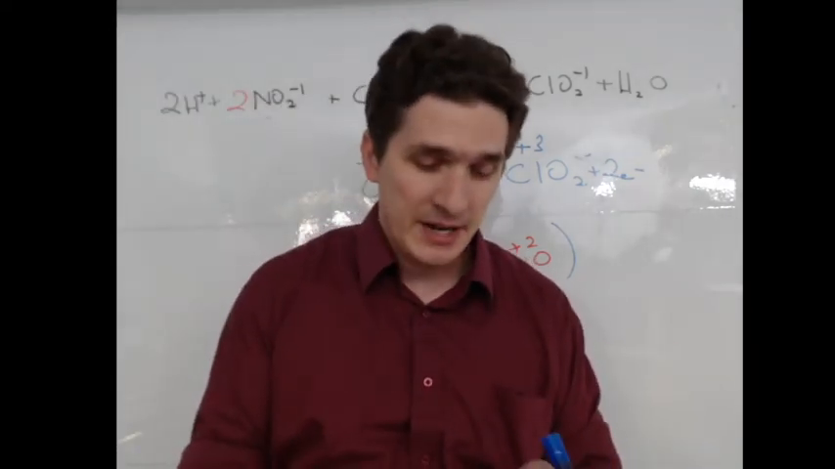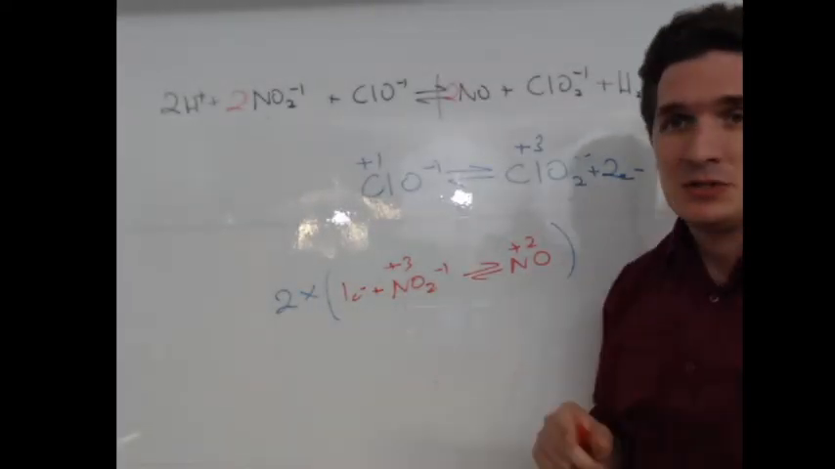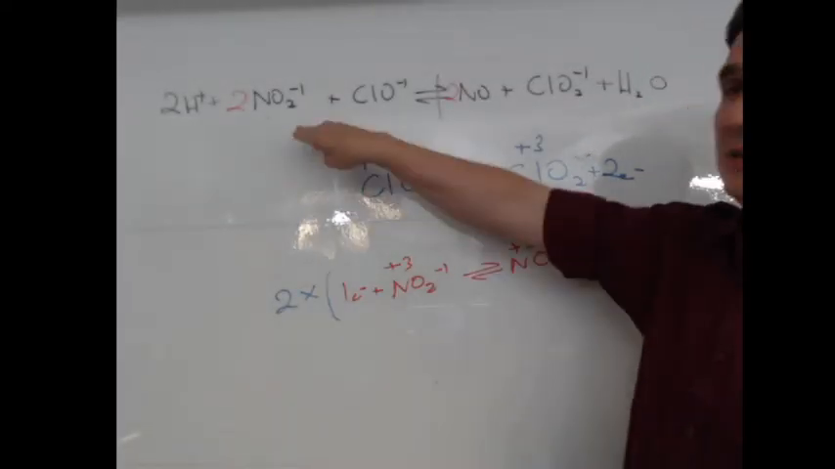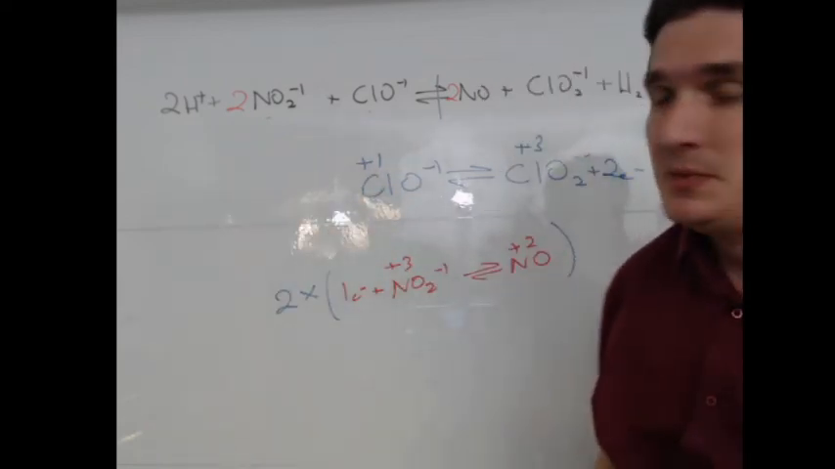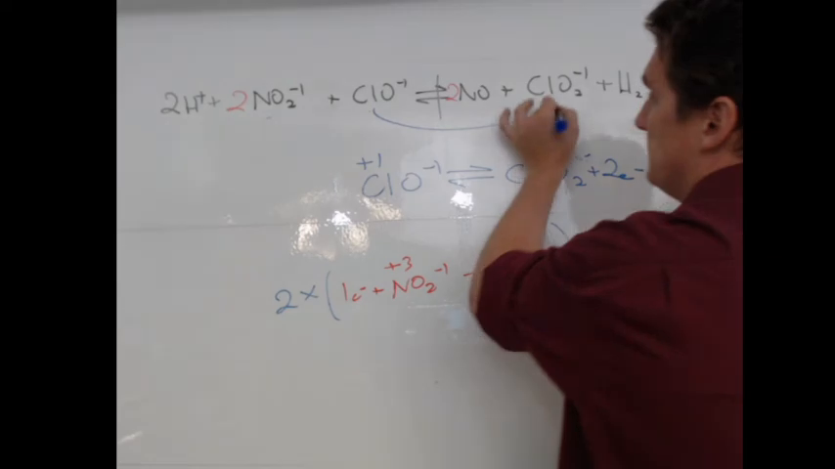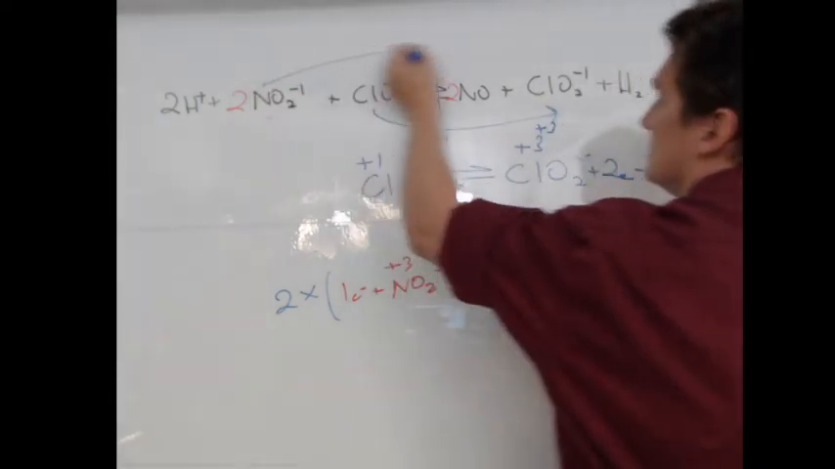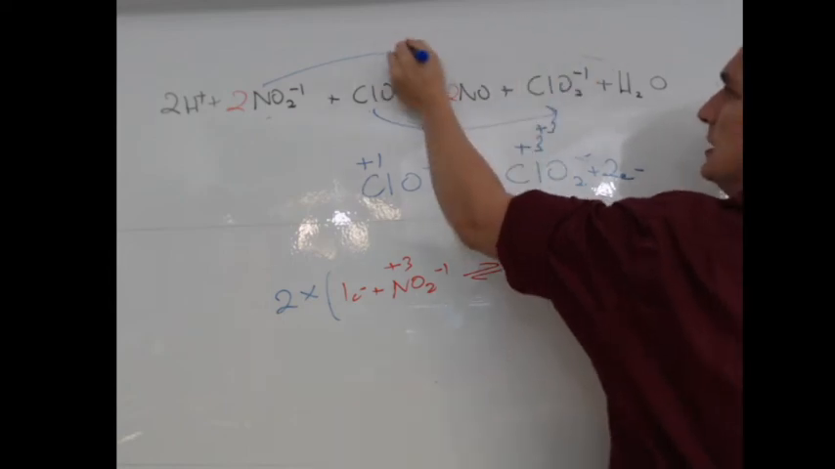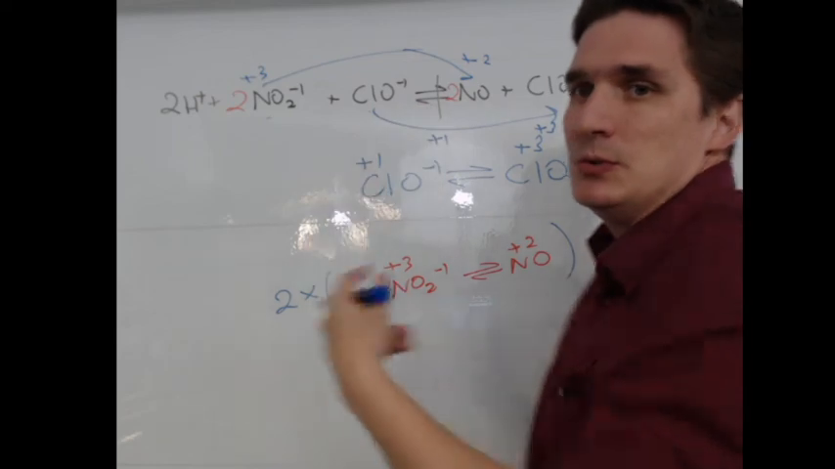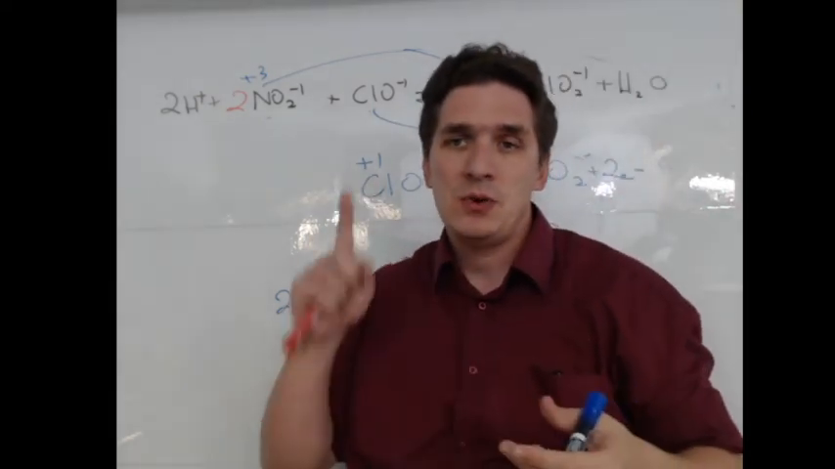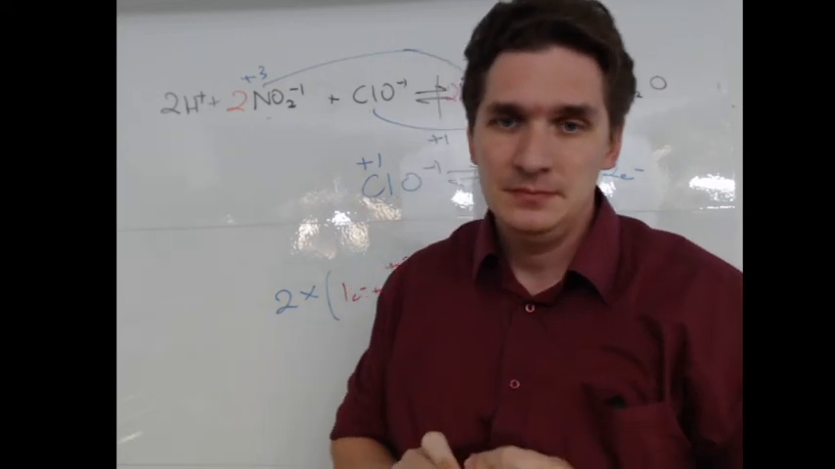Yes, so for this reaction, the total number of electrons transferred is whatever the least common multiple of these two was. If I were to give you this and ask what the number of electrons transferred is, it would be 2, because if we look at chlorine, we go from +1 to +3, that's 2 electrons. For nitrogen, we go from +3 to +2, but we have 2 of them. So each one is gaining 1 electron, but there are 2 of them doing it.